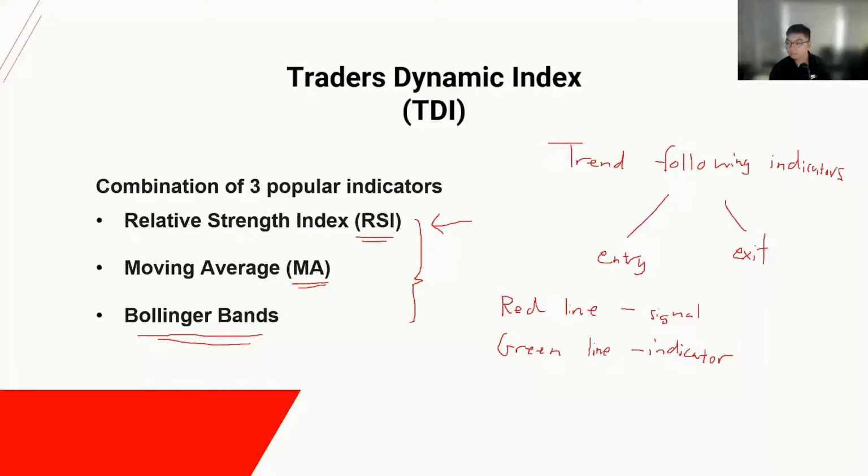So the TDI also uses Bollinger Bands in its calculation by taking the difference between the upper and lower bands and plotting it on the TDI indicator line. So the calculation provides a measure of the volatility in the market, and the TDI uses this information to help identify potential entry and exit points.